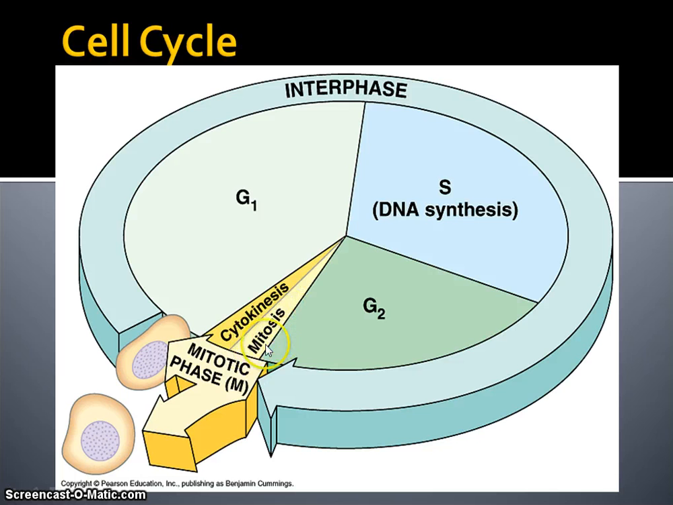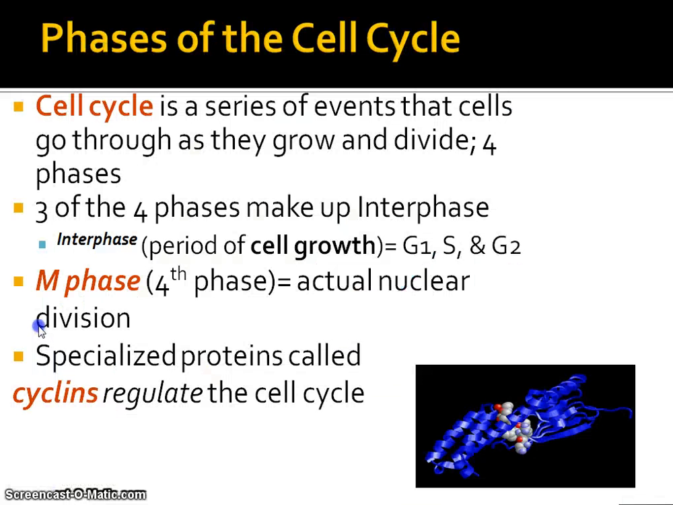And this is where we're going to spend a lot of our time, because this is where a lot of the action happens, is in M phase. And M phase consists of mitosis and cytokinesis. Specialized proteins called cyclins help to regulate the cell cycle as well.